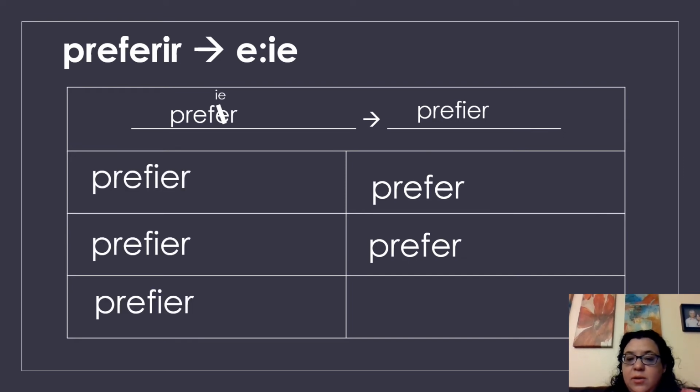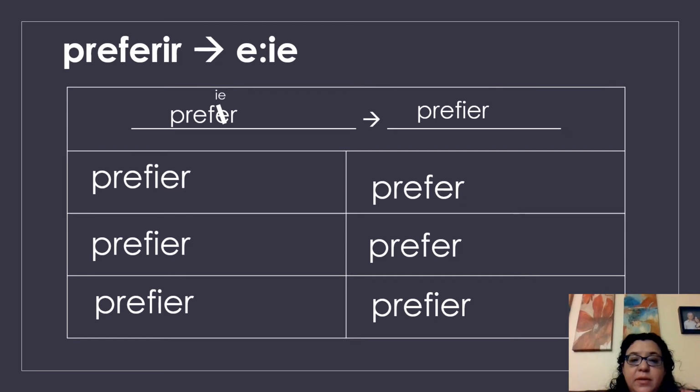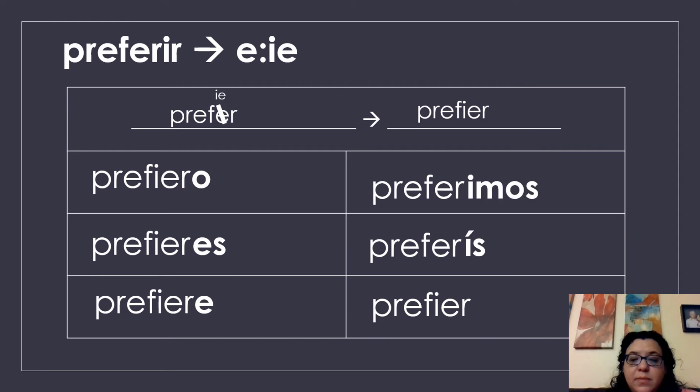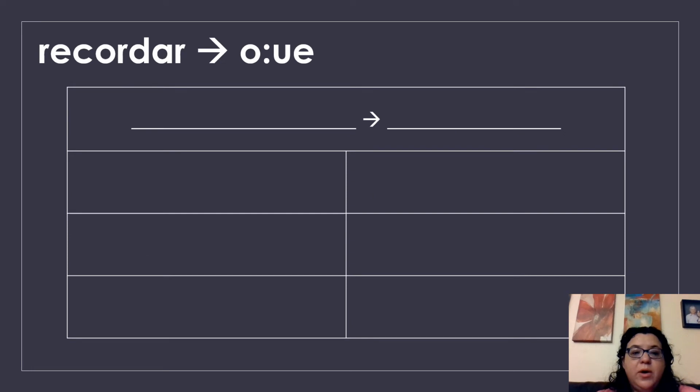And now we're going to write it in all of them. There we go. And this is an IR verb, so we just add our endings: o, es, e, imos, ís, en. All right, so let's look at another example. We have the verb recordar. This is an O to UE.